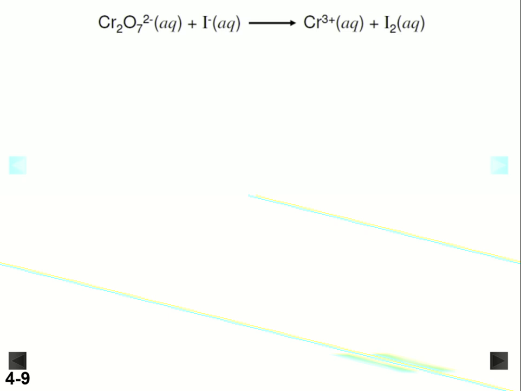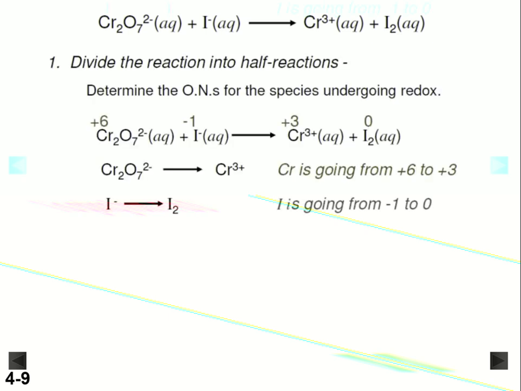We can assign oxidation numbers, and if we do this, we'll see that chromium in dichromate exists in the +6 state. Iodide is the -1, of course. Chromium 3 is +3, and molecular iodine is 0. This tells us that chromium is undergoing reduction from +6 to +3, and iodine is going from -1 to 0. So that's undergoing oxidation.